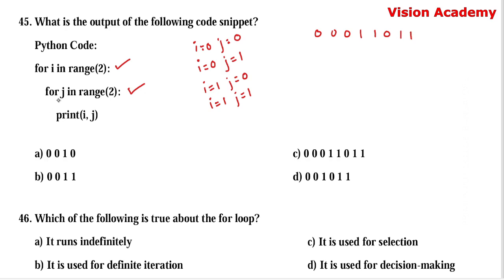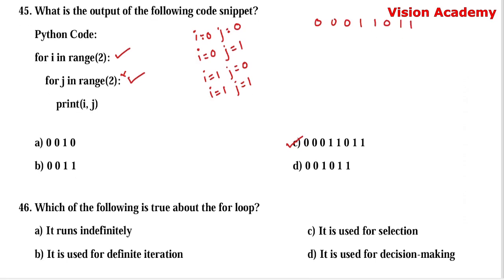Once again control transfers to inner for loop. It will be false. Once again control transfers to outer for loop. It will be false, because I value is 1 and j value is 1, which is not less than 2. So it is going to stop iterating. Here you can observe option C is the right answer.